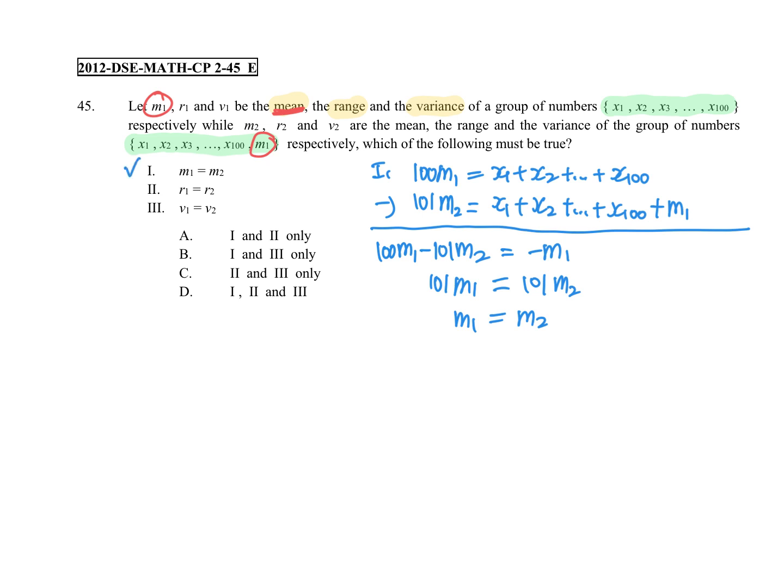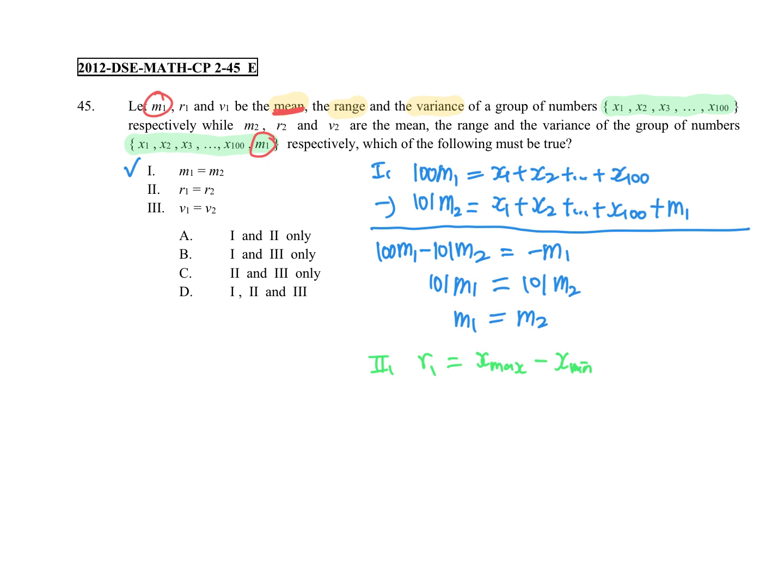Statement 2: R1 equals R2. R1 will be equal to x max minus x min. That means the datum with the maximum value in the original data set, and x min will represent the datum with the minimum value in the original data set.